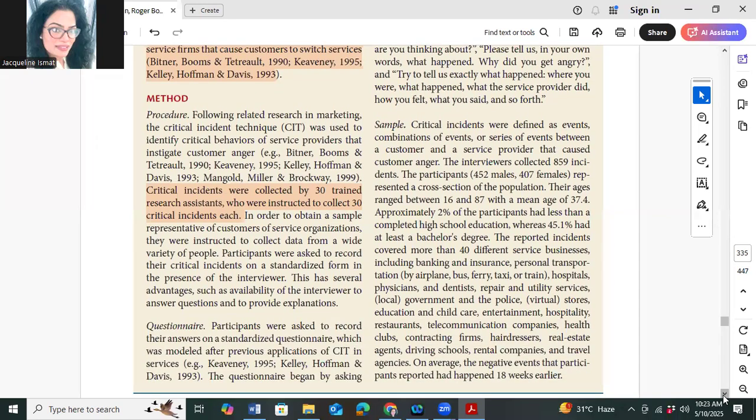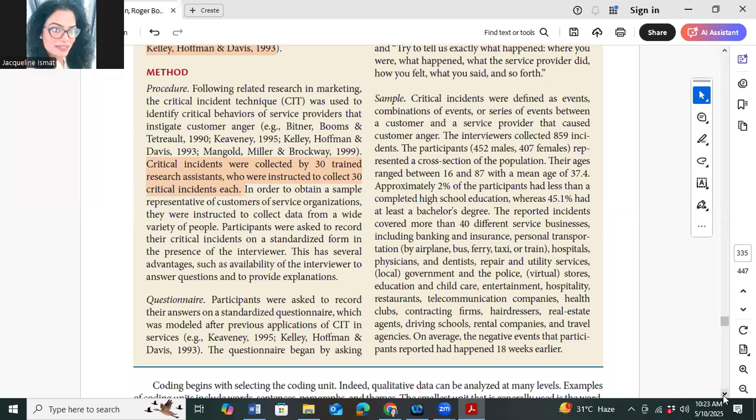Sampling कैसे करेंगे? Critical incidents were identified as events, combinations of events, or series of events between the customer and the service provider that was customer. The interviewers collected 859 incidents. The participants, male and female, which represented the cross-section of the population. Their ages were between 16 to 87, and the mean age was 37.